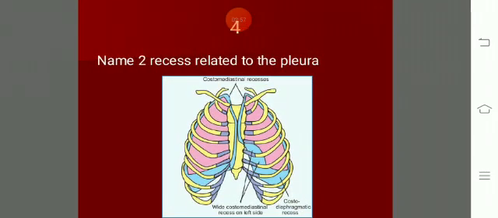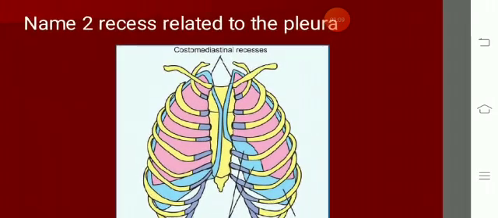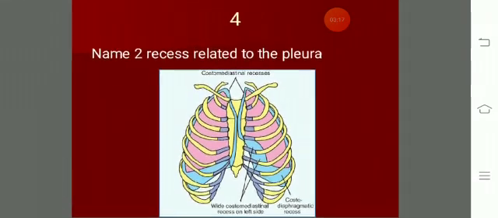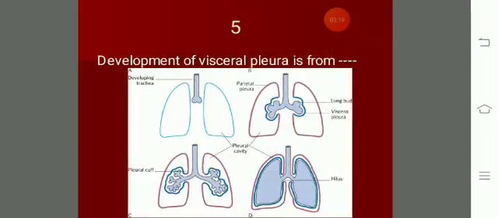Now answer this question. Name the two recesses related to the pleura. It's one of the very common questions or very common short notes you get for your exam. Recesses of pleura. They are the two recesses. Just identify them. One is the costo-diaphragmatic recess and the other one is the costo-mediastinal recess. The development of visceral pleura is from where? It is from splanchno-pleuric mesoderm. That you should remember.